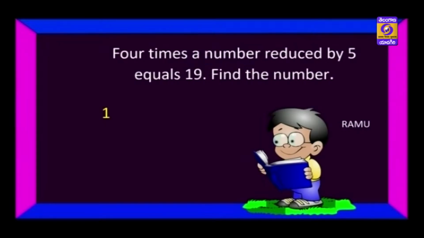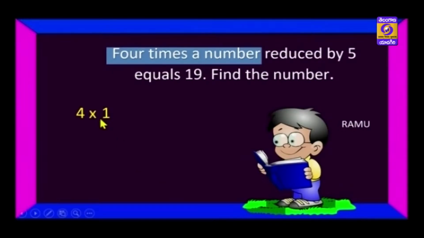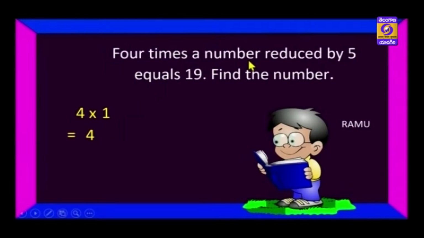It is given in the question, 4 times a number. What is the meaning of 4 times? This number should be multiplied with 4. Thus 4 into 1 is 4. Then what is given in the question? The result should be reduced by 5. That means here the result 4 should be reduced by 5. Reduced means subtracting. 5 should be subtracted from 4 and this gives minus 1. But in the question it is given that the final answer should be 19. He got minus 1. So Ramu's guess has gone wrong.